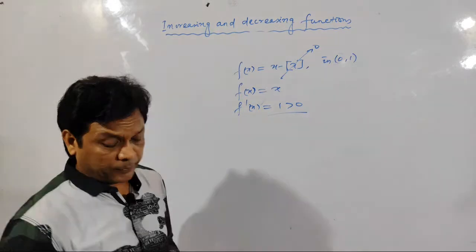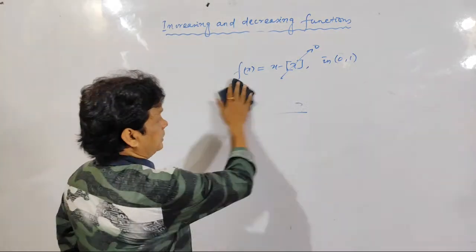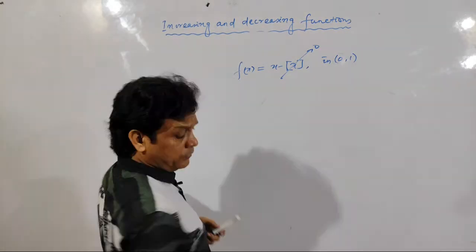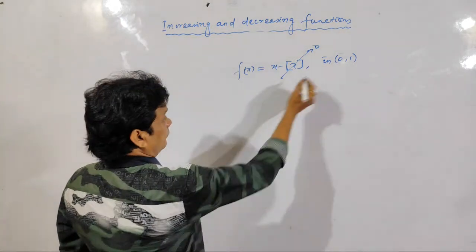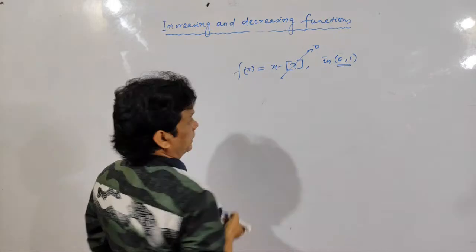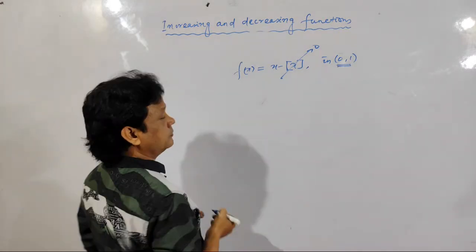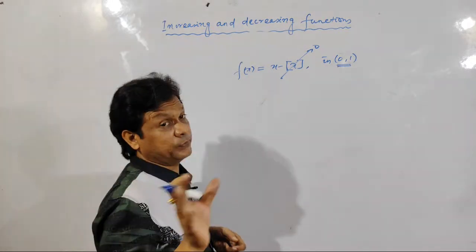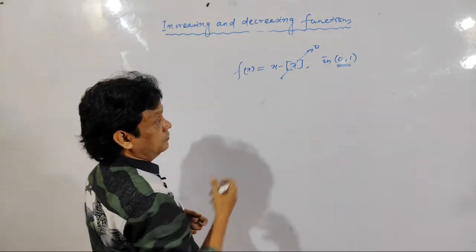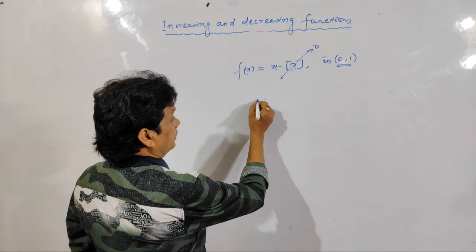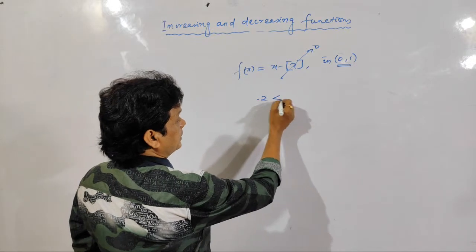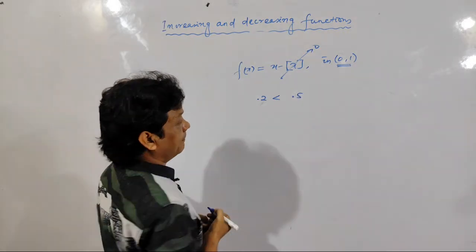And if you apply the definition also, I can prove it. See here. If somebody asks you to apply the definition, let us take two numbers in between 0 and 1. Simply, it will be better for you to tell other students so that they can understand very well. 0.2 is less than 0.5. Clear?